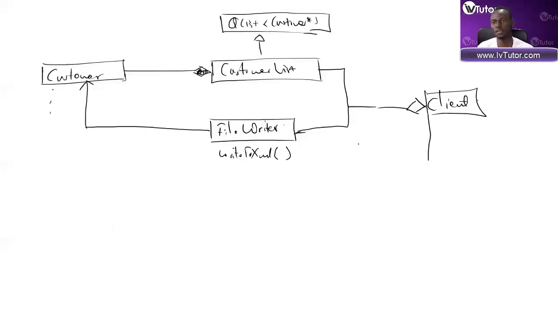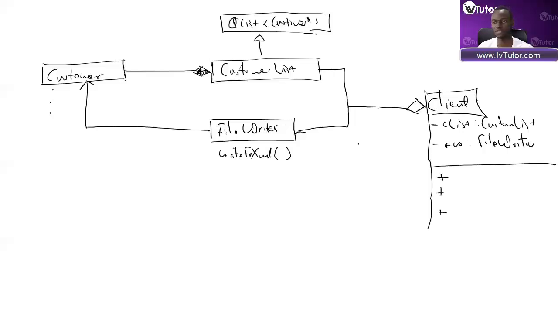So here I would have my customer list, which is of type customer list. And I would have my file writer, which is of type file writer. That's what I have under private. And then under public, you can have any other functions you want in your client, or just leave it empty, doesn't matter. Here's your constructor, client, and so on. So cool, that's how you do these UML class diagrams.